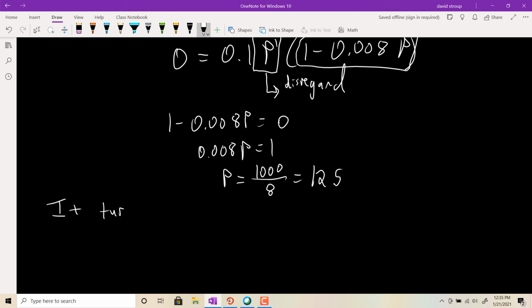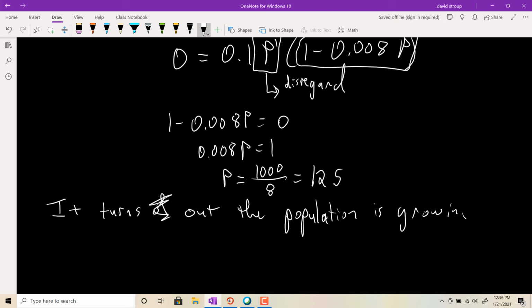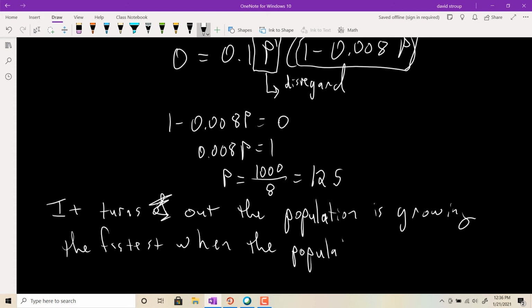It turns out the population is growing the fastest when the population is at L over 2, or half the limiting capacity.